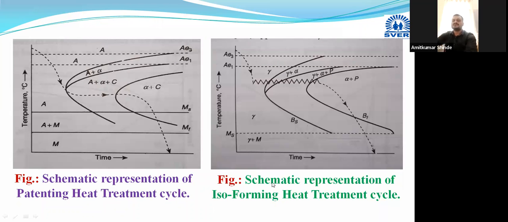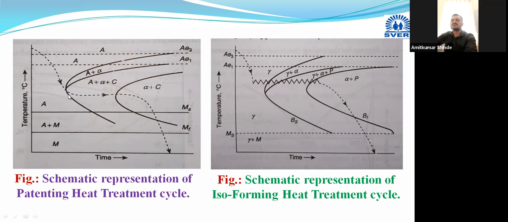These two diagrams I have added in the same slide. This is the patenting heat treatment process and the isoforming heat treatment process. Now, the first two stages will be the same: heating the component in the austenitic region, holding there for equalization of temperature and to get homogeneous austenite, then cooling it. Now we are cooling it up to the nose temperature.